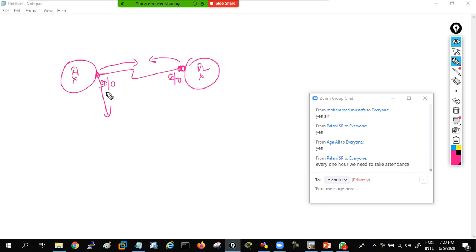Then serial 0/0 is connected to serial 0/0 on the other side. So now I'm going to enable a password here on this interface.